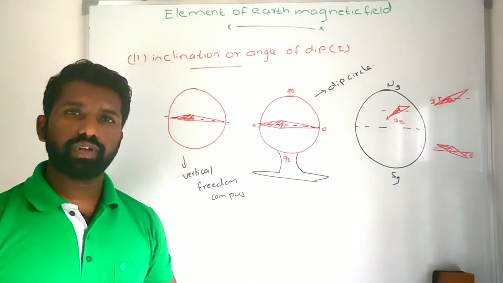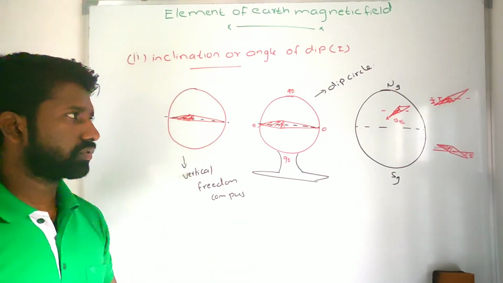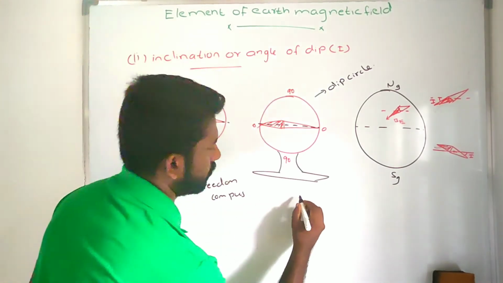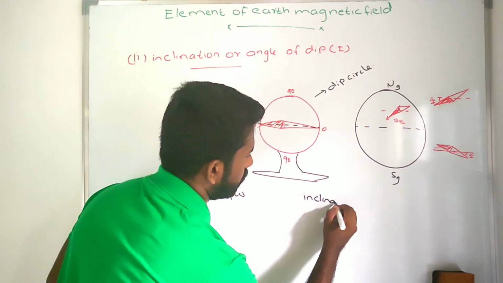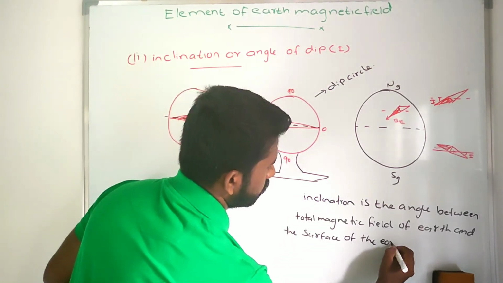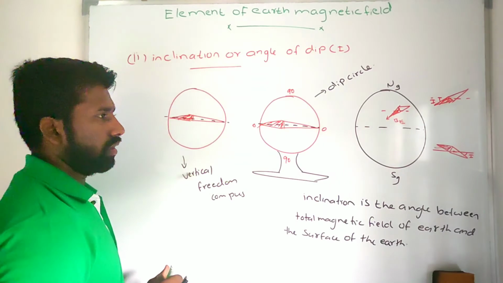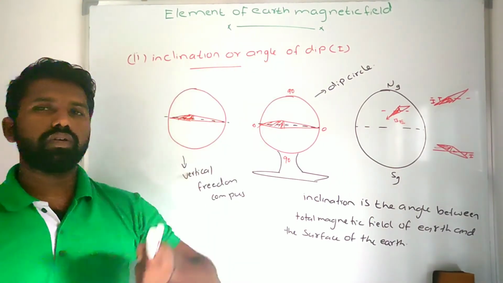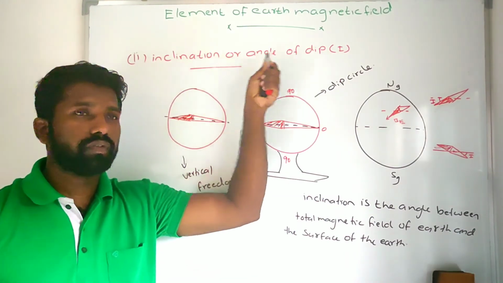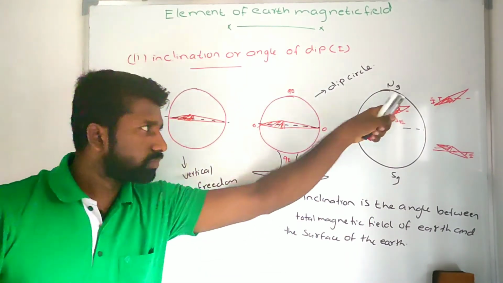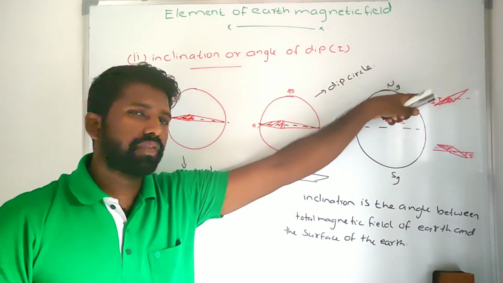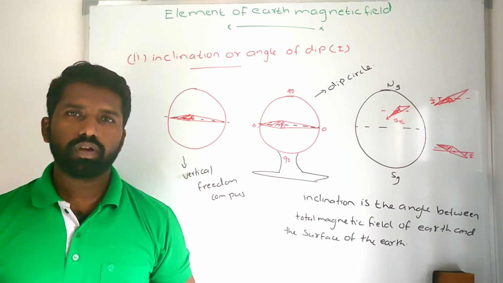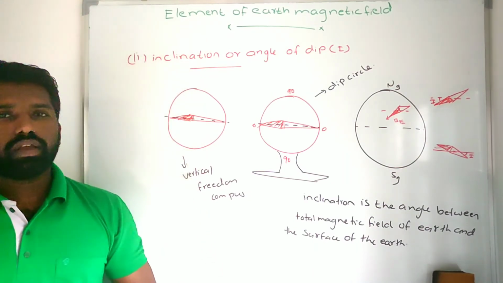So we have two definitions. Any definition you can use. So what is inclination? This is about the angle of dip or inclination. Why is it called the angle of dip? Did you get it? It is because this vertical freedom compass is dipped down, so it is called the angle of dip. This is about the inclination.